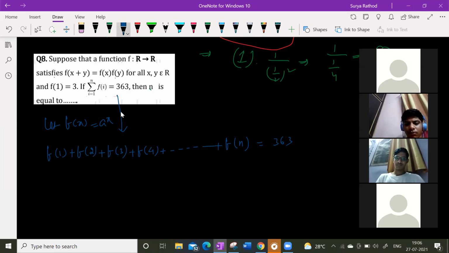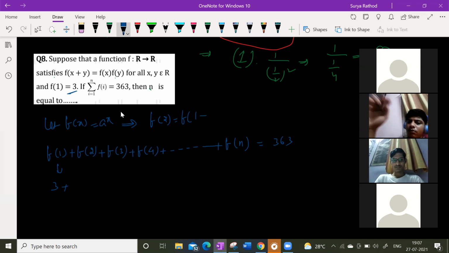Now f of 1, I know that here. What is the f of 1? F of 1 is 3. F of 2 is what? What is f of 2? Look at this. Tell me. F of 2 can be written as what? F of 2, if we calculate, is f of 1 plus 1. So f of 1 plus 1 means f of 1 into 1.